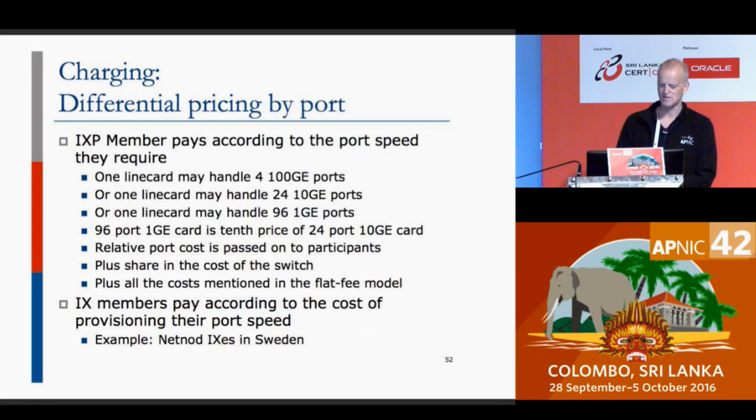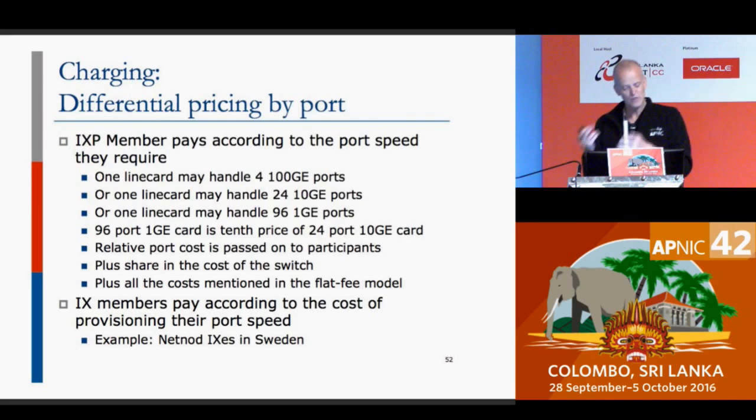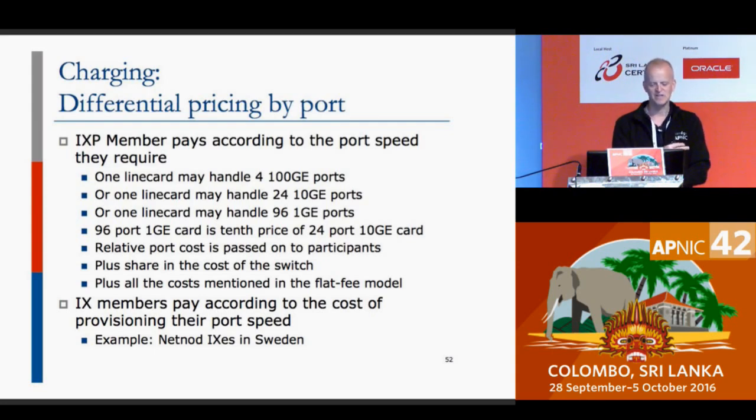And some of them, well, this is Netnod in Sweden, for example, they do differential pricing. And this is the example they gave me, which is like one LAN card may handle 40 100 gig ports, or 24 10 gig ports, or 96 1 gig ports. And the costs of the cards are then shared amongst the folks who, say, connect at 1 gig versus connecting at 10 gig, and so on. This, again, is quite a sizable IX, and the relative port cost is passed on to participants. So again, this is a nice way of sharing around the prices. Members getting 100 gig Ethernet is actually quite expensive for the IX to handle.